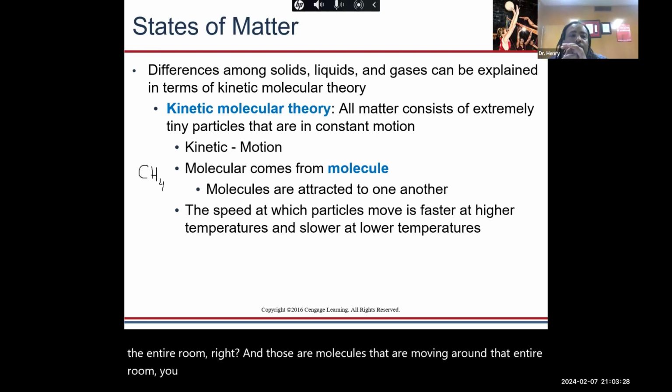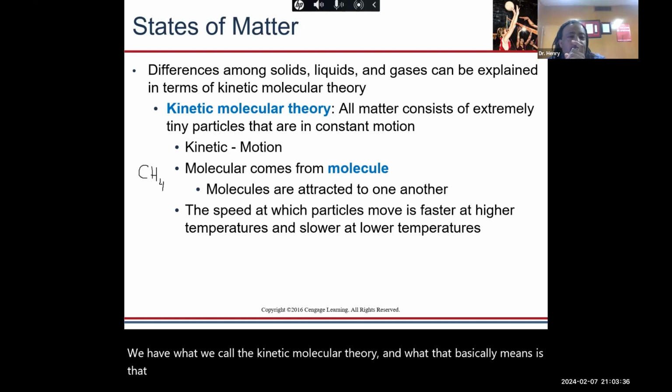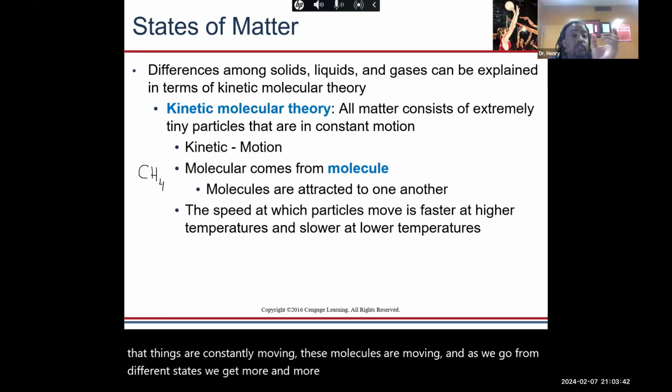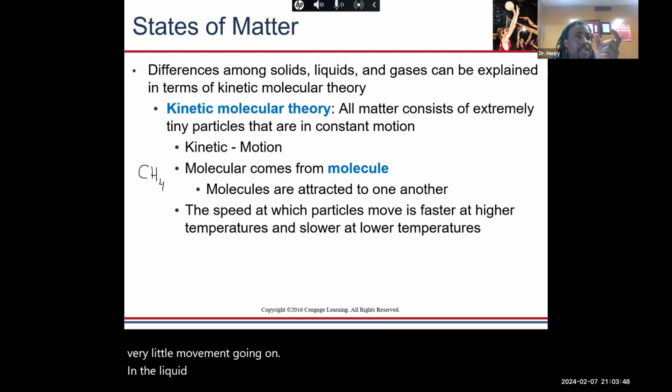And so we have what we call the kinetic molecular theory. What that basically means is that things are constantly moving. These molecules are moving. And as we go through different states, we get more and more movement, right? In the ice state, we have very little movement going on. In the liquid state, we have a lot more movement. And in the gas state, it's like crazy movement, right?